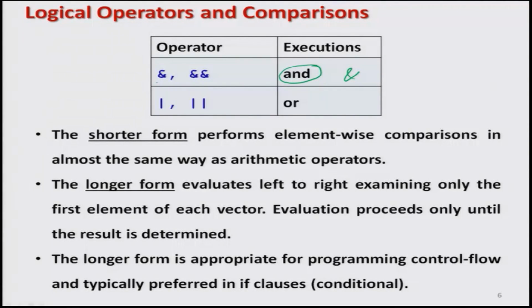But you can see I have written two types of statement. One is a single and, and here I am writing and two times. Similarly, when I want to use or, I use the vertical bar sign. Here I am using only one sign, and here I am using two signs. Now, there is a difference between the use of one symbol and two symbols.